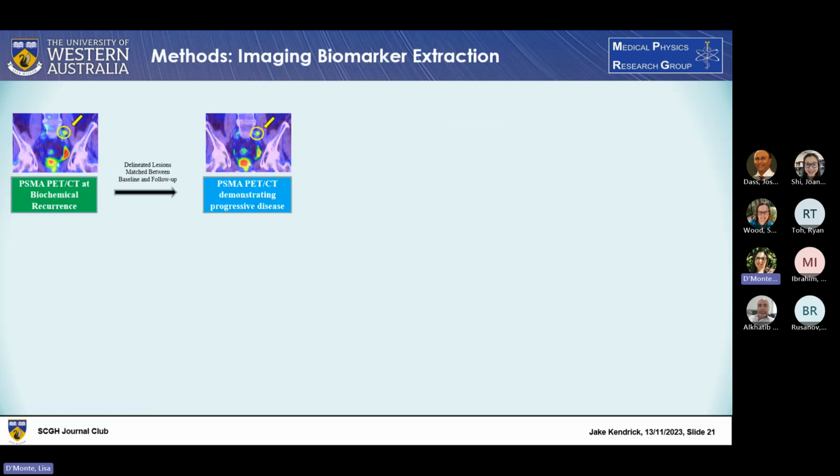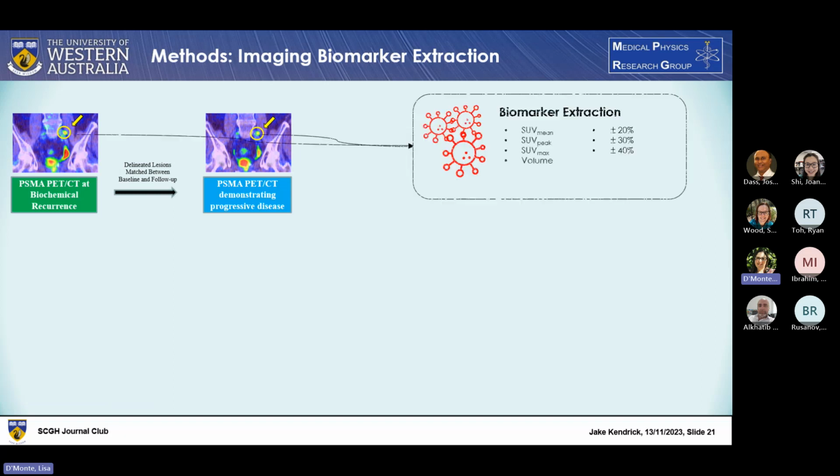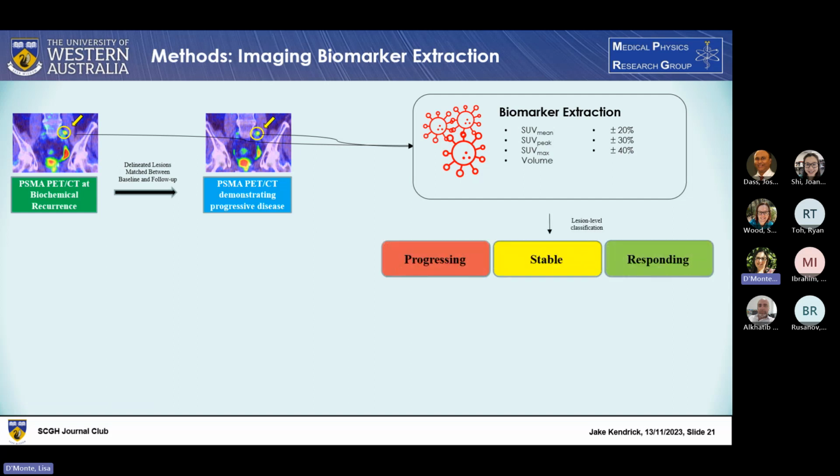And what we did is the same nuclear medicine physician from the previous study delineated all the lesions between baseline and follow-up scan. It was an incredibly arduous task, it took him a lot of time. And this enabled us to actually extract biomarkers at the individual lesion level, right? So we're able to extract the change in SUV mean, for example, for each lesion, change in SUV peak, maximum, and also volume. And we applied 3 different response assessment thresholds, so plus or minus 20, 30, or 40%, and used that to classify each individual lesion as progressing, stable, or responding.